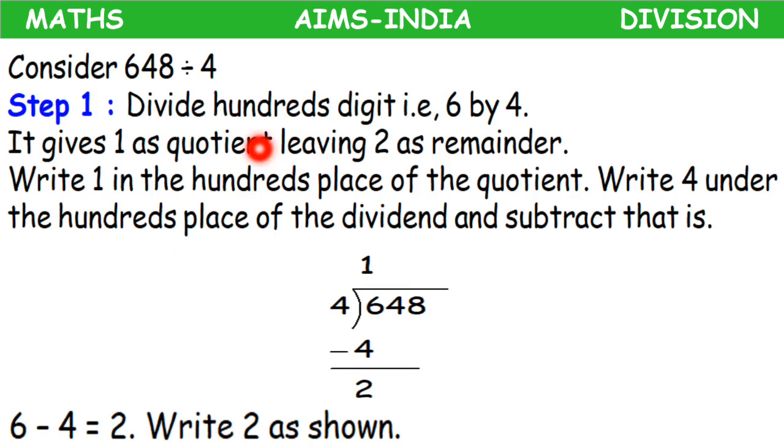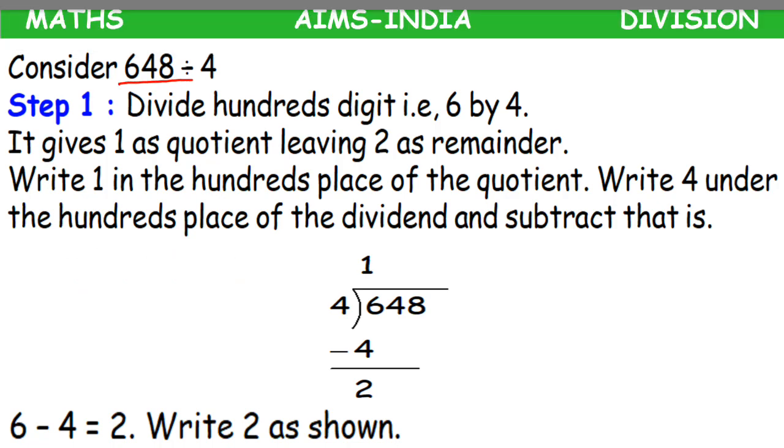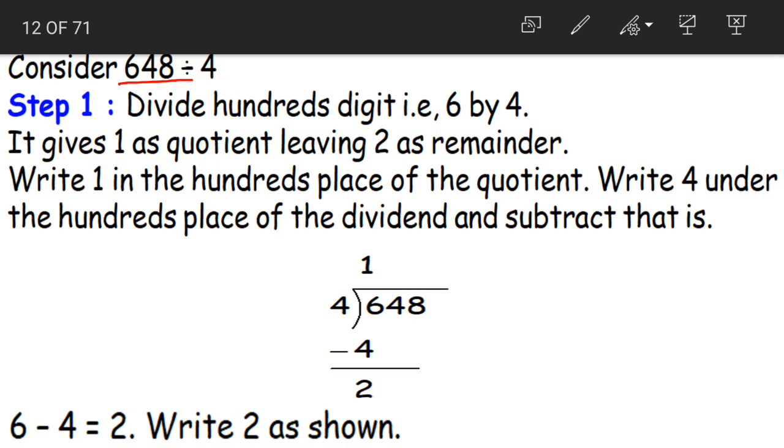Now consider 648 divided by 4. Now this is a 3-digit number, right? 648 divided by 4, which is a single digit number. Now what will be our first step? Yes, in addition and subtraction and even in multiplication, we start doing the addition, subtraction or multiplication from right to left. But in division, we go from left to right.